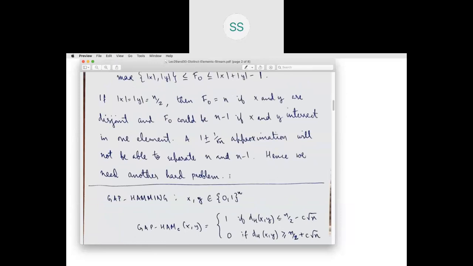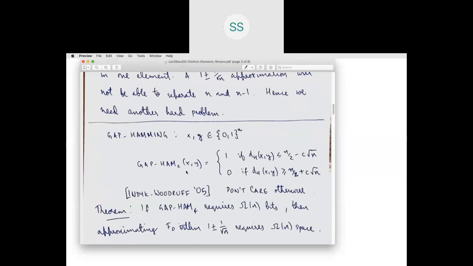So what we will use is another problem called the gap Hamming problem. We have already discussed Hamming distance. Given x and y, the Hamming distance of x and y is the number of bit positions where x and y differ, right? Number of bit positions where they don't agree. So what is the gap Hamming problem? Gap Hamming problem, there is a subscript c here, of x and y.